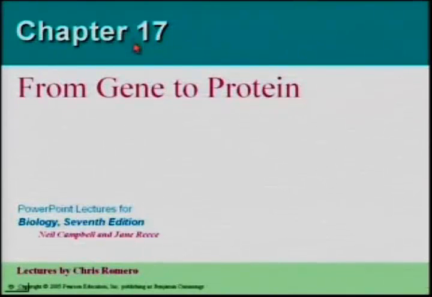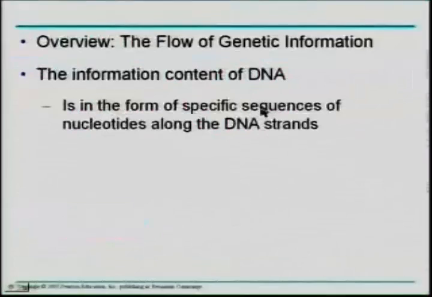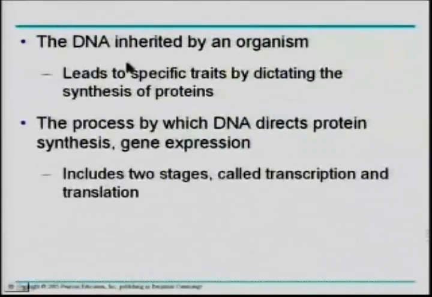This is Lecture 17 on Chapter 17, titled From Gene to Protein. As an overview, we note the flow of genetic information is from DNA to RNA, and most RNA will be used for production of protein. The information content of DNA, the genetic code, is in the form of specific sequences of nucleotides along the DNA strands. The DNA inherited by an organism leads to specific traits by dictating the synthesis of proteins.